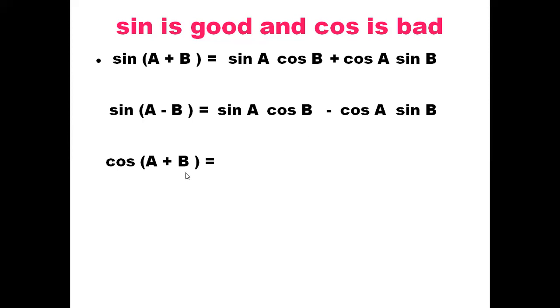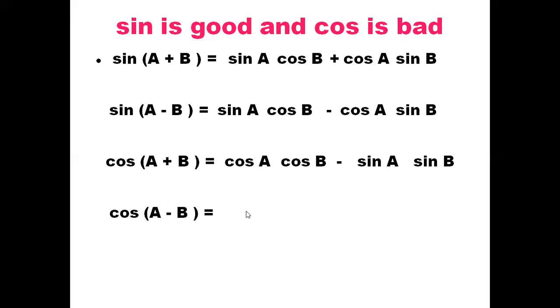Now we come to cos A plus B. Since cos is bad, first it will take cos A, and it will take cos B also. But here you have to remember, it will be negative. How do you remember? Since cos is bad, we are giving a negative sign to it, even if it is cos A plus B. Now the remaining part will be taken by sine, both A and B. Since cos is bad and it has taken both, we will give a negative sign.